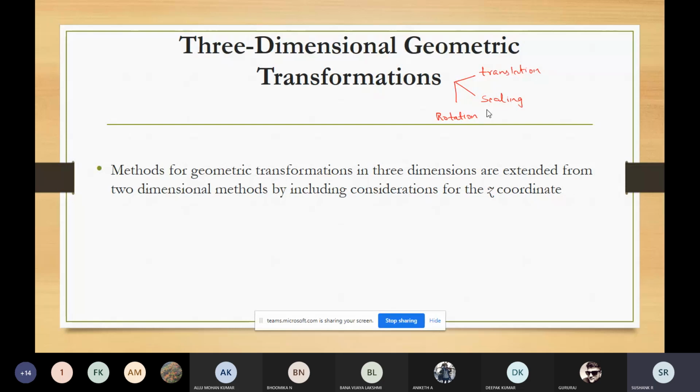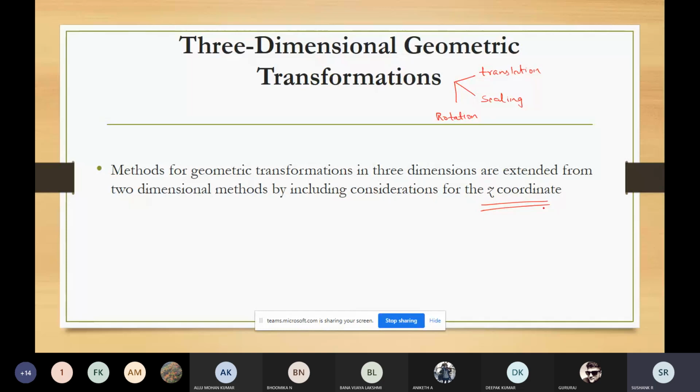So what is special about the three dimension? The only thing special about the three dimension is that we are adding the z coordinate. Earlier we were talking about 2D with respect to the x and y coordinate. Now, in addition to the x and y coordinate, we'll be adding the z coordinate. Using the equations or representations which are there in two dimension, if you add the z coordinate to those representations, you can obtain the geometric transformations for 3D.